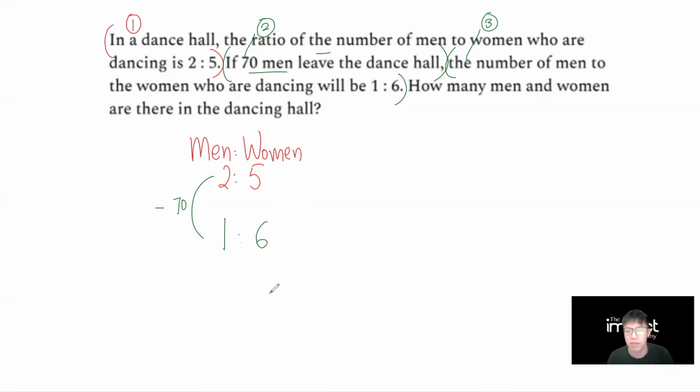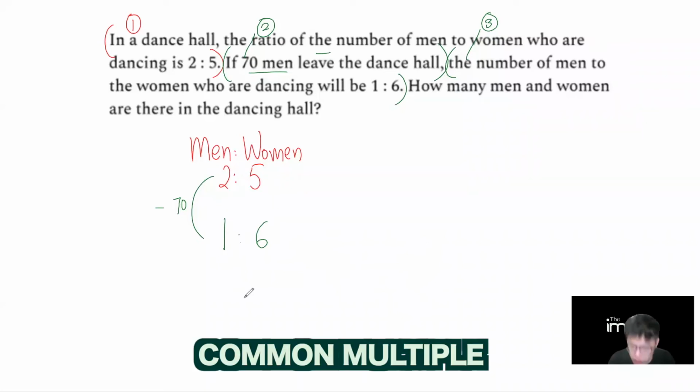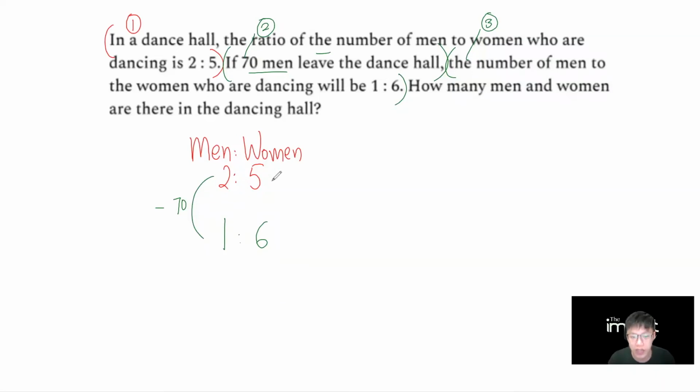Therefore, this is a constant part concept. Why is that so? Because women should remain the same, because there weren't any women leaving the dance hall. So what I want to do is find a common multiple of 5 and 6. In that case, I just want to times 6 and times 6 over here, and times 5 and times 5 over here.